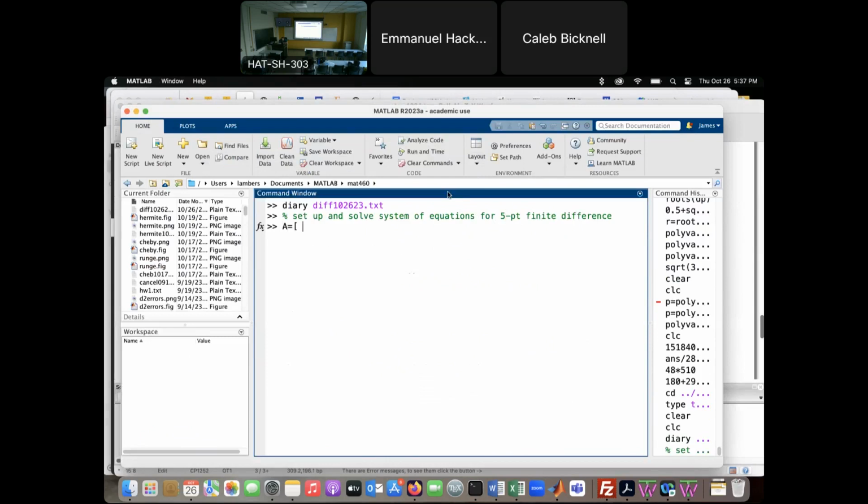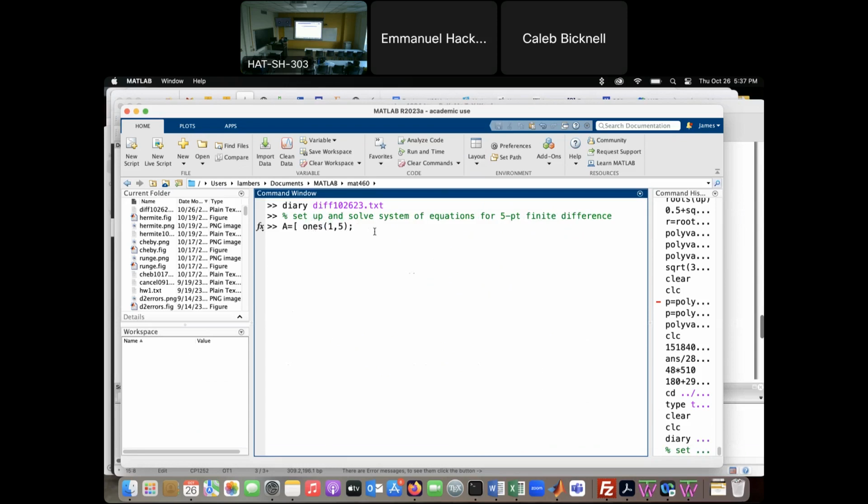So A will be first a row of 5 ones. Here we're using the ones function with one row, 5 columns. This is a row vector of all ones. That's the first row, so I mark the end of a row by a semicolon.